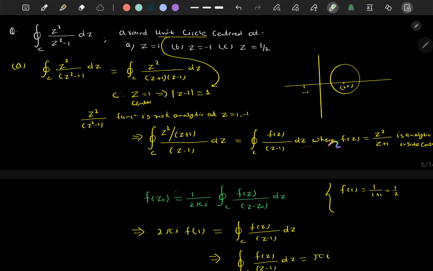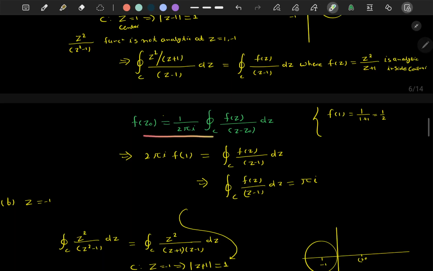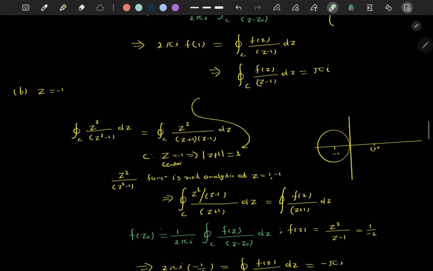Now we'll solve it. f of z by z minus 1. We'll use Cauchy's formula, f of z naught equals 1 by 2 pi iota, f of z upon z minus z naught dz. Simply put f of z equal to z square by z plus 1, so f of 1 will be 1 by 2. So simply put f of 1 equal to 1 by 2, 2 and 2 cancel, and pi iota will be our answer of the integration.